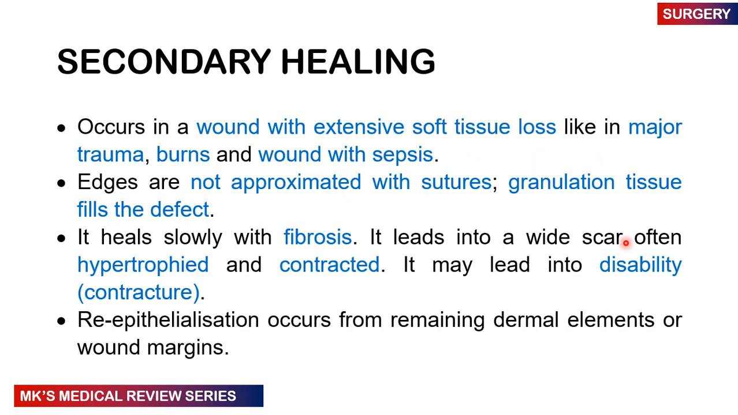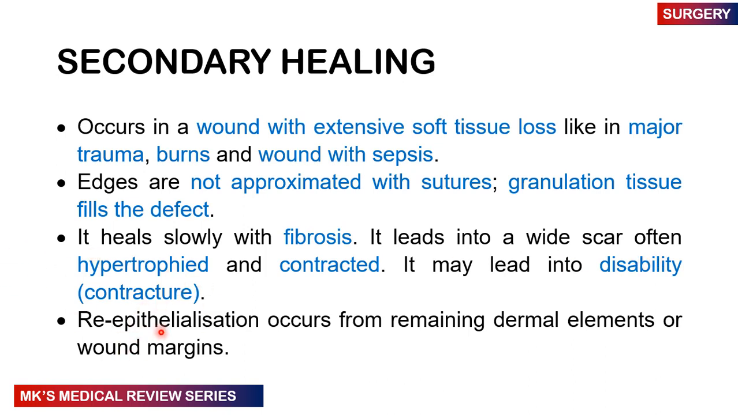Then healing by secondary intention. So here the wound with extensive soft tissue loss, for example, major trauma, burns, even wounds with sepsis, the edges are not going to be approximated with sutures. Then the granulation tissue is supposed to fill in that defect. So these are going to be healing slowly with fibrosis. So it leads to a wide scar, often which may be hypertrophied and contracted. It may lead to disability or contracture.